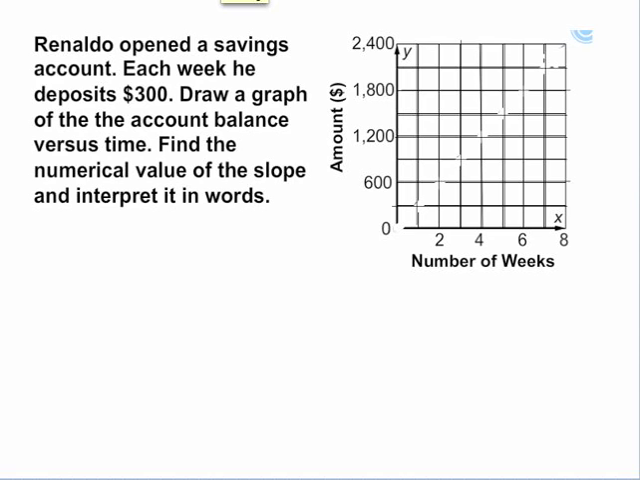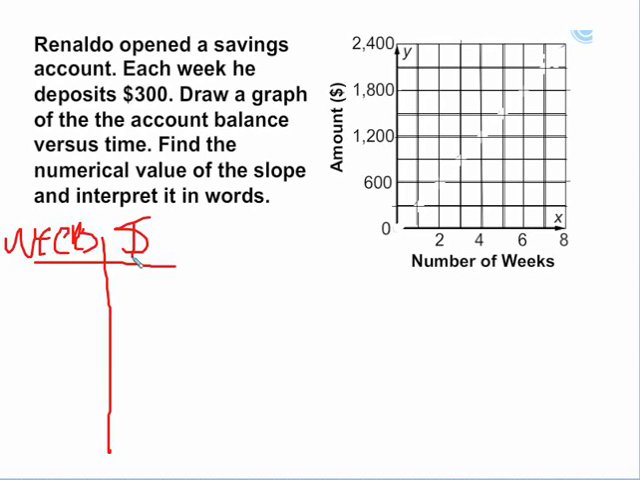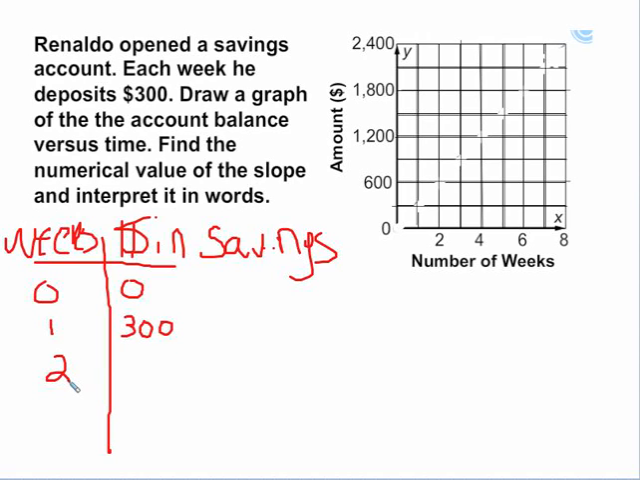So we know that Ronaldo opened a savings account, and each week he deposited $300. So our two sets of data are going to be weeks and the amount of money in savings. So I know that if he started at week 0, he's going to have $0. But after 1 week, he deposited $300. After 2 weeks, he then deposited another $300, so that brought his savings up to $600. After 3 weeks, that brought his savings up to $900. And after 4 weeks, that brought his savings up to $1,200.